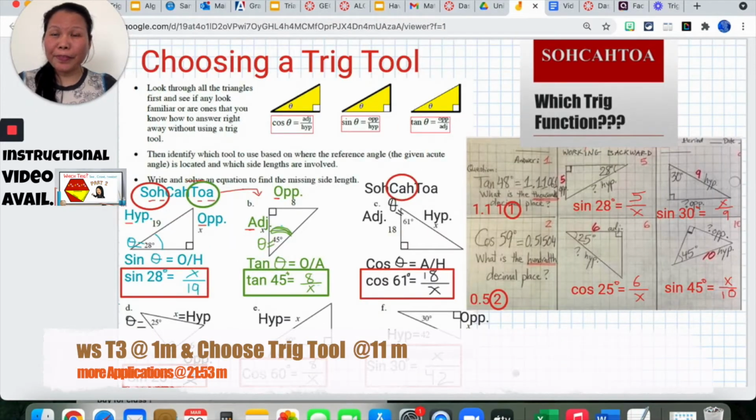Remember these problems from choosing a trig tool in instructional video part 2. We will show you how to solve the trig problem, the entire process, at this time.